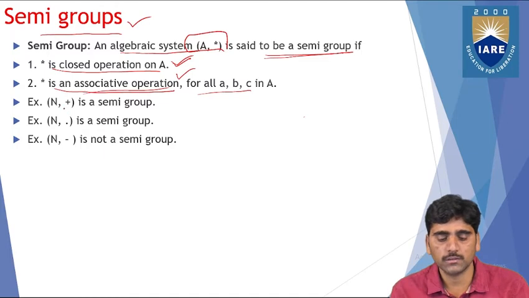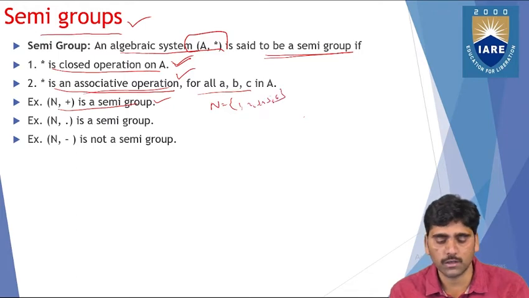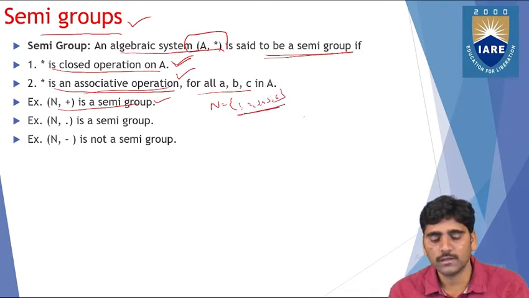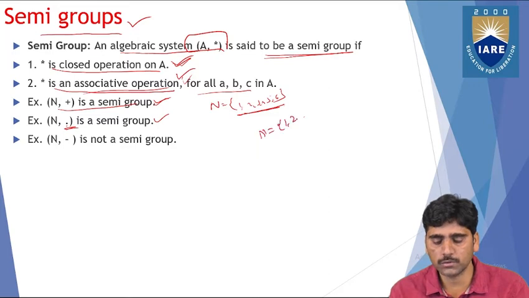You can see examples: N with plus, where the natural numbers N equal 1, 2, 3, 4, 5, 6. You can take any of them. Taking these values and substituting them into the closed operation and the associative operation, it definitely satisfies them. So you can say that (N, +) is a semi-group and (N, ·) is also a semi-group. Suppose I take N equals 1, 2, 3, 4, 5, 6.